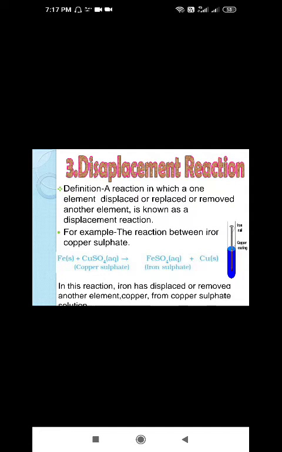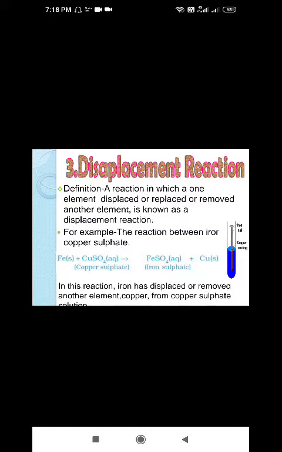If you remember, in the second session, I taught all four types of chemical reactions. At that time I already explained what exactly the displacement reaction is. So let's read out the definition: the reaction in which one element displaces, replaces or removes another element is known as a displacement reaction. After reading this definition, I hope you have recalled what I taught in the second session.